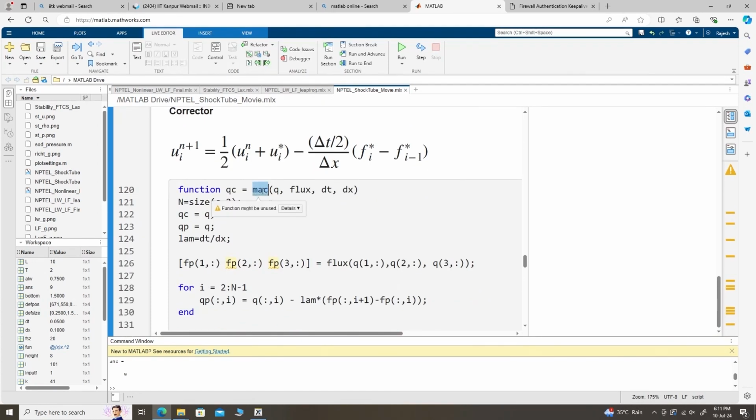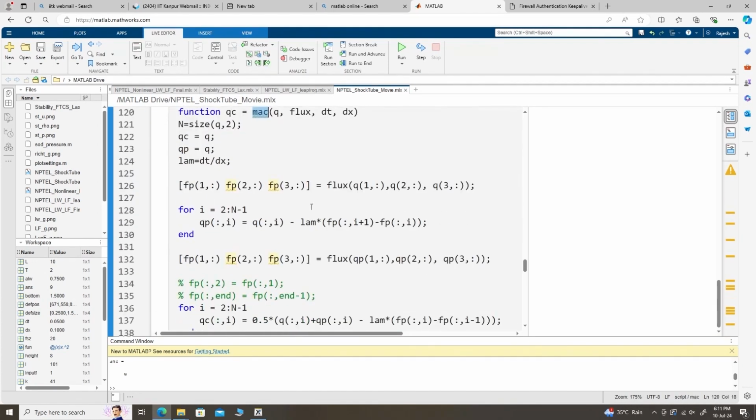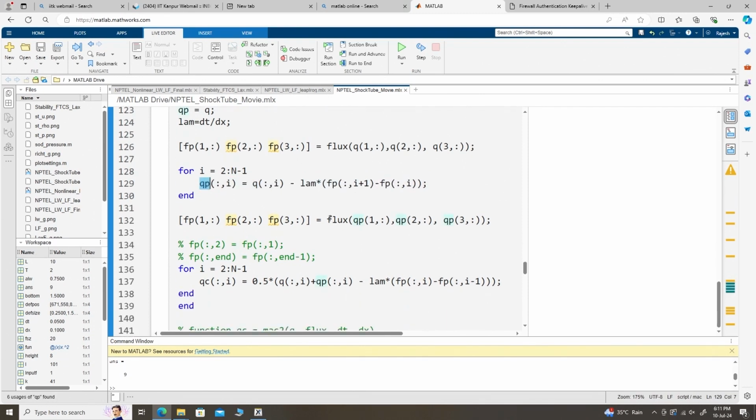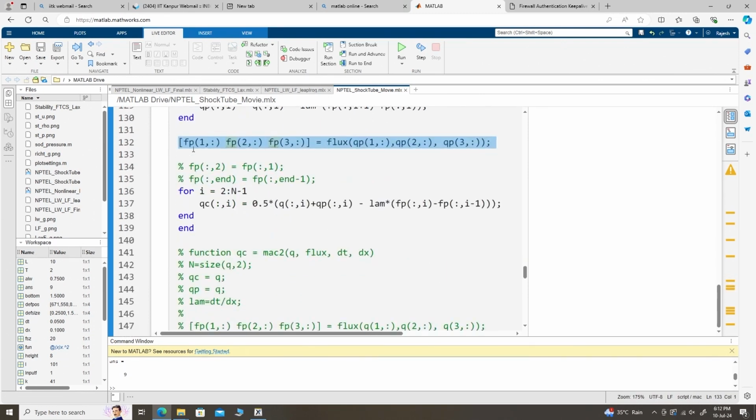So, this is McCormack. This is the predictor step. This is how I calculate the flux for the given q. Calculate qp, which is my predicted q. Then from this qp, calculate the flux again. That is fp, and then use that fp here.